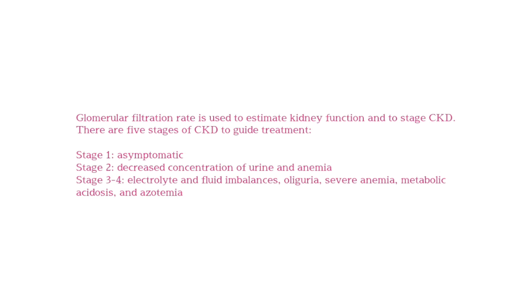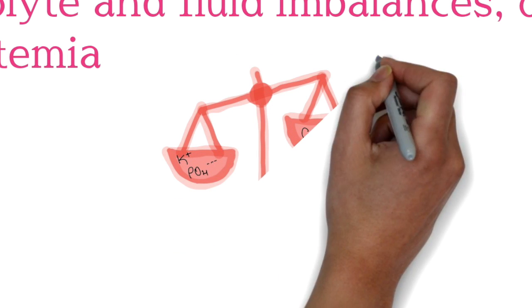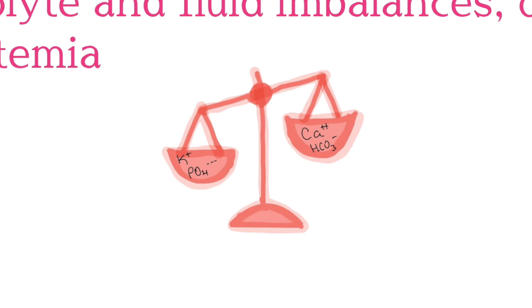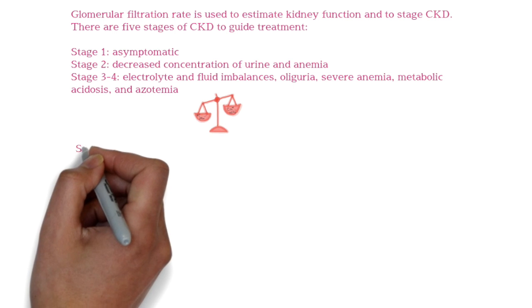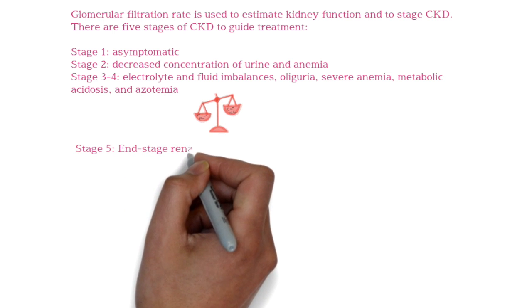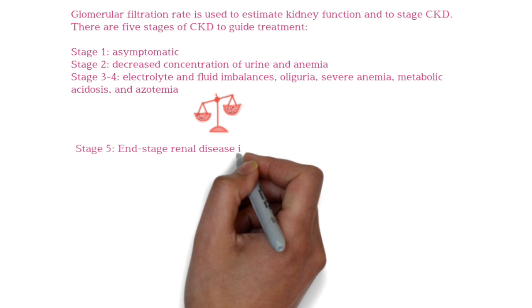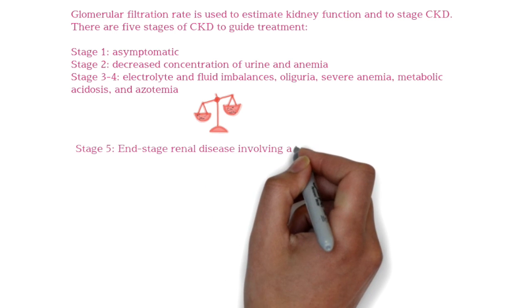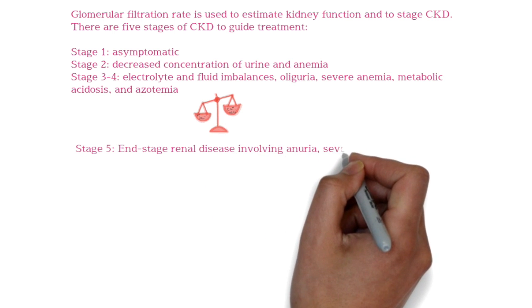There are 5 stages of CKD to guide treatment. Stage 1 is asymptomatic. Stage 2 is decreased concentration of urine and anemia. Stage 3 to 4 is electrolyte and fluid imbalances, oliguria, severe anemia, metabolic acidosis, and azotemia. Stage 5 is end-stage renal disease involving anuria, severe electrolyte and fluid imbalance, and uremia. This will require dialysis or kidney transplant.